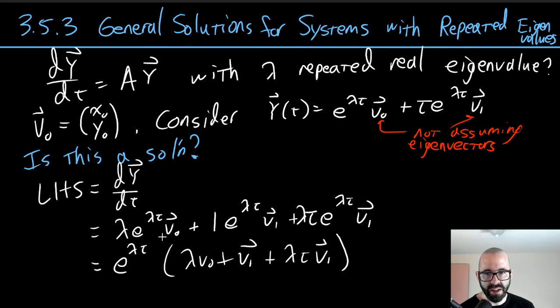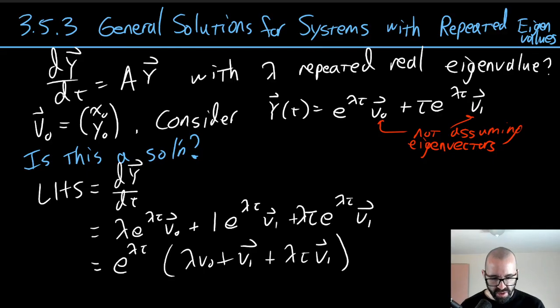This is just that without the e to the lambda t. This is just that without the e to the lambda t. And this is just that without e to the lambda t. Okay, so that's the left-hand side of this equation. Now we're going to need to look at the right-hand side of the equation. And actually, I think this will be okay, just not what I expected.